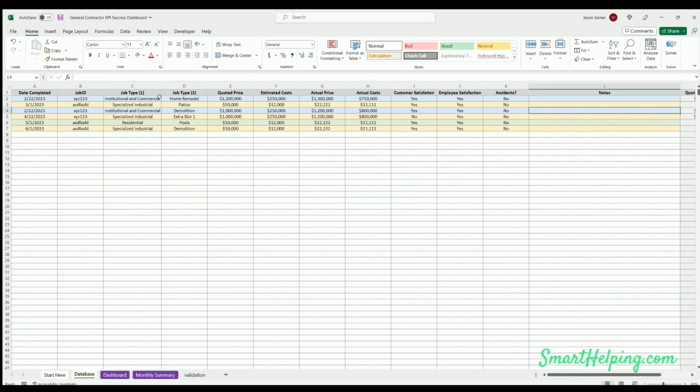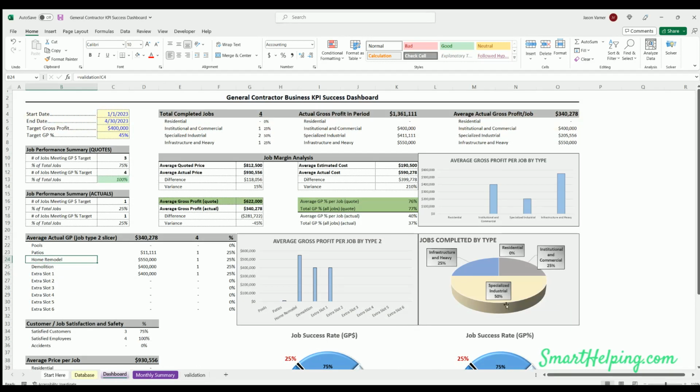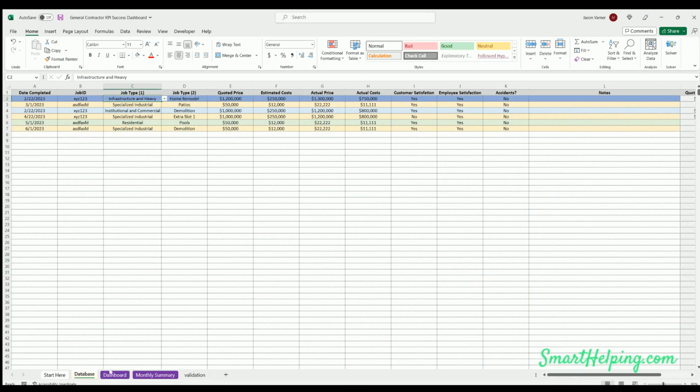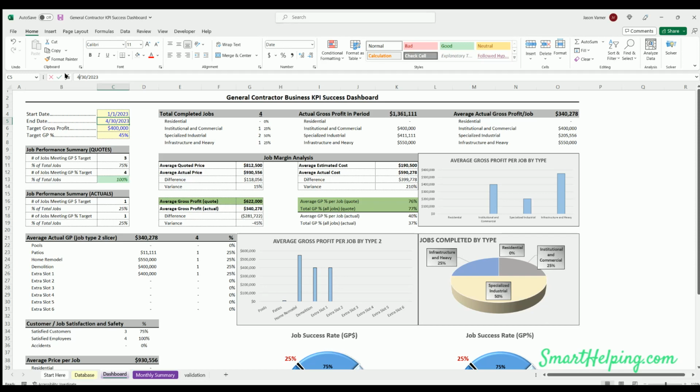You've also got a pie chart here. Let me update this so we have a couple different items in here. Okay, there we go. Oh, and let me extend this back to July. There we go. Okay, so our pie chart is showing you of the total jobs completed in the period, what percentage were each of the main types.